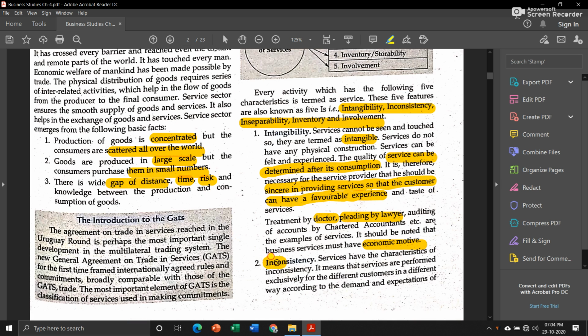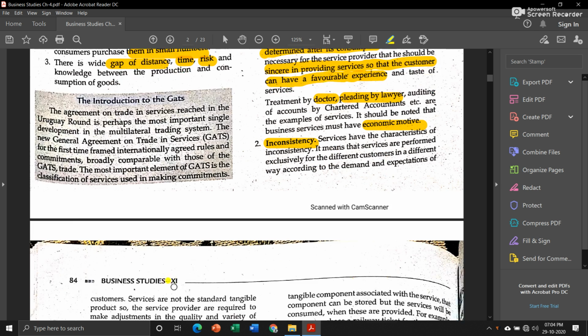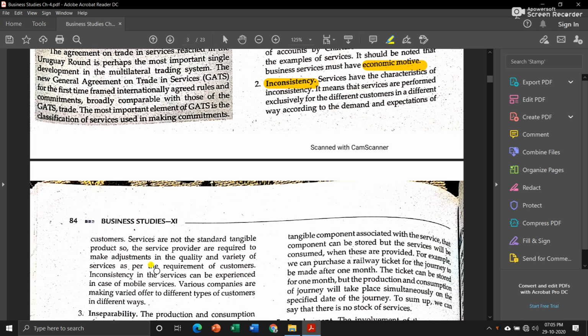The next is inconsistency. Services have the characteristics of inconsistency. It means that services are performed exclusively for different customers in a different way according to the demand and expectations of customers. Let me take an example of a doctor. The treatment that he is giving to a particular patient will be different from the treatment that he is giving to another patient. This is meant by inconsistency. Means the services provided to each and every individual consumer will be different. It will not be the same.